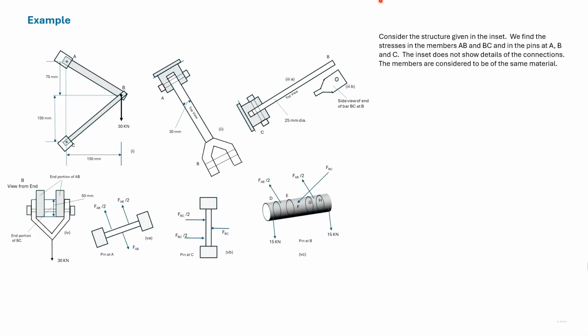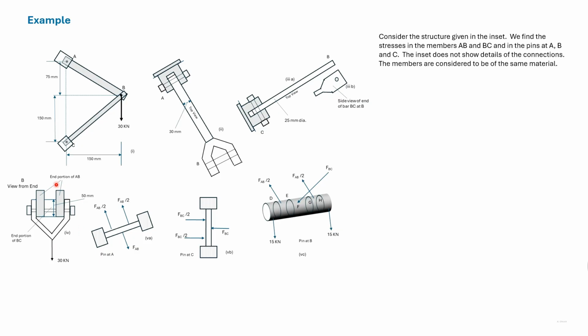The bar BC has a diameter of 25 millimeter and is round shaped except at the ends. So at the end here, in plan view, the dimension is 25 millimeter, but the depth is 50 millimeter. Similarly here, in plan view is 25 millimeter, but the depth is 50 millimeter. So the bar is circular in the middle, it becomes rectangular at the ends.